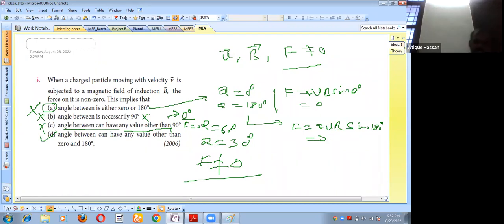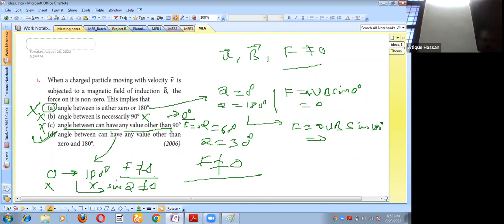But we have to check the answer. Yes, the angle between can have any value other than 0 and 180. It is correct. The most correct option is D. If the angle is not 0 or not 180, then sine theta will not be 0 for any value between 0 to 180, right? If this is excluded, then sine theta is not equal to 0. It means the force will not be equal to 0. Understood? Both of you, any doubt, please ask.